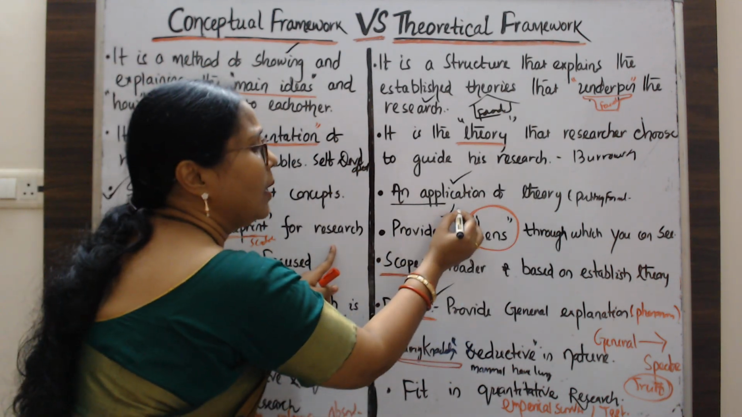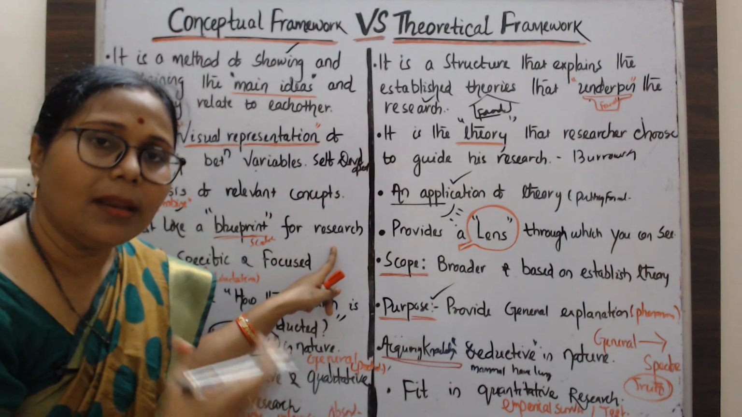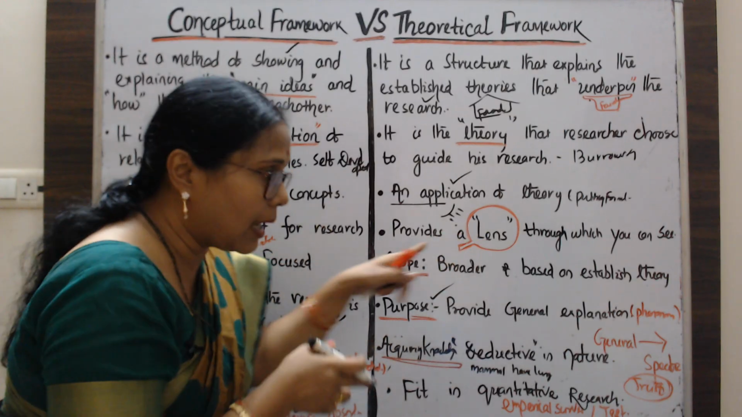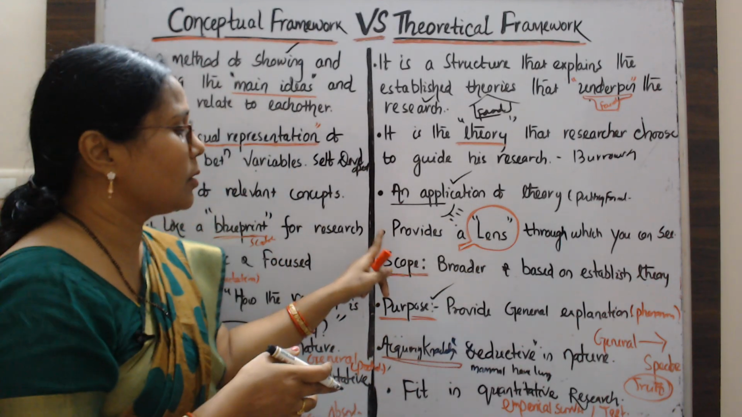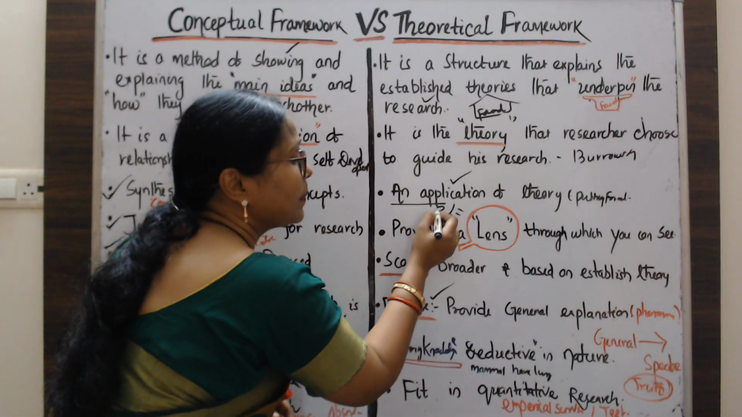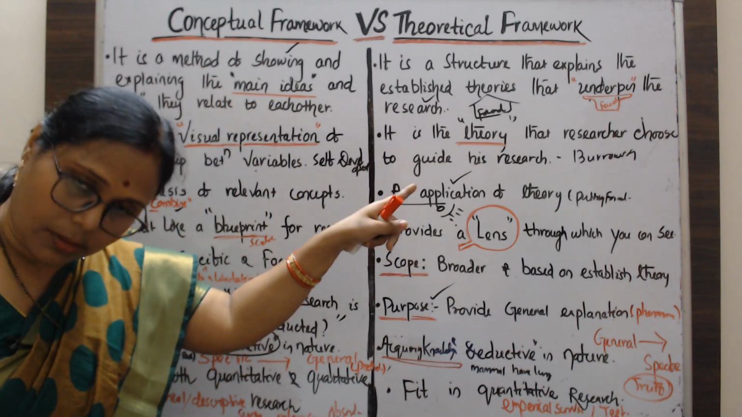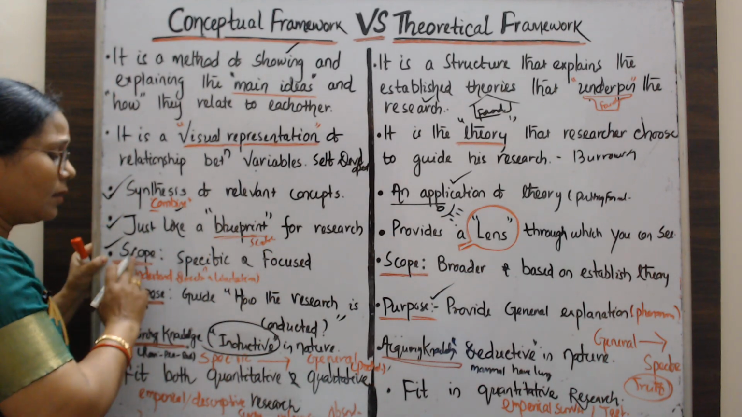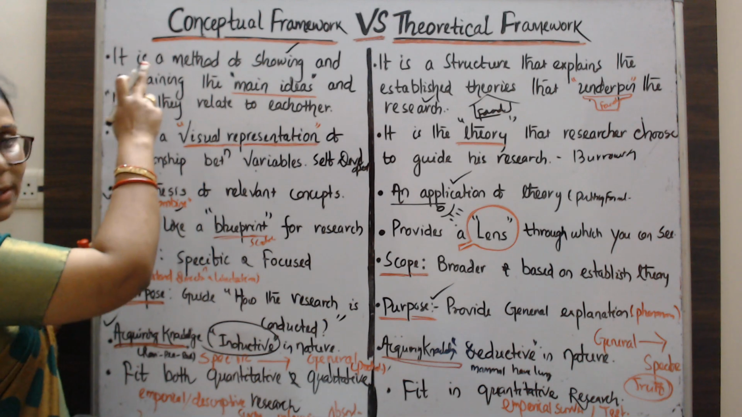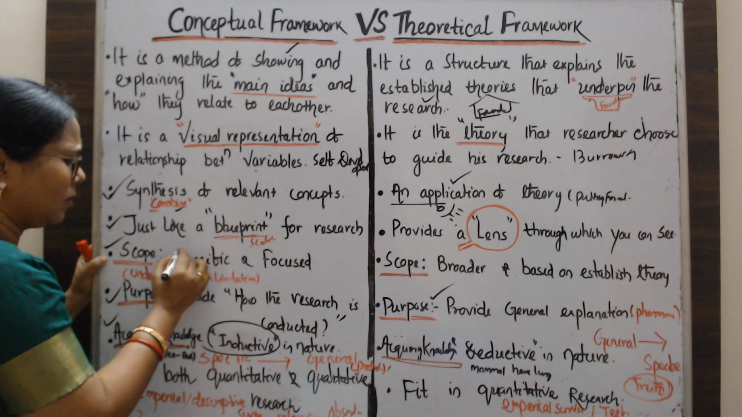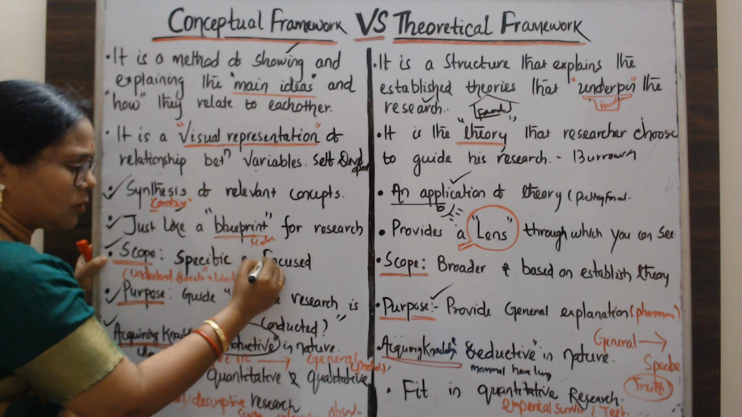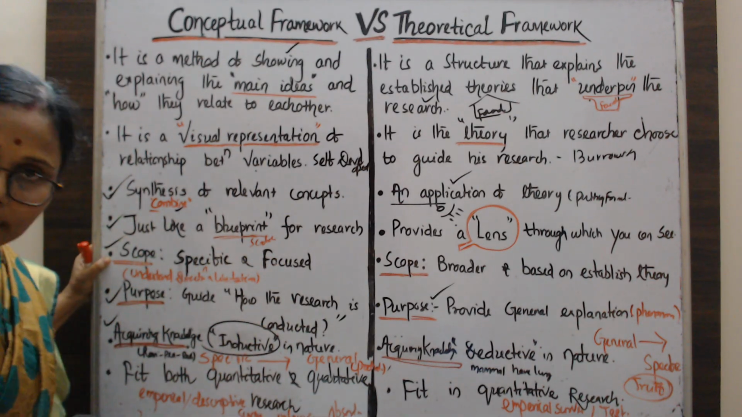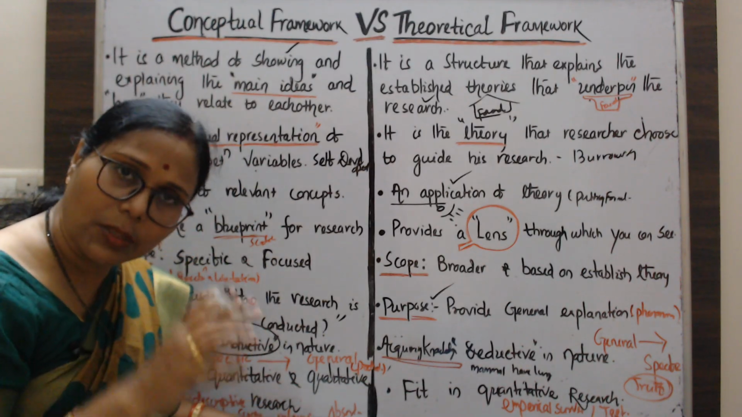So you can observe through this lens because one established theory is already there, and you want to see your research on that principle, through that lens. Okay, so it provides a lens through which you want to see your research. Next, it is the scope. What is the scope in the conceptual framework? It is specific or limited. It is focused also. Scope means understanding the limitations and the directions. So the conceptual framework is specific and focused.